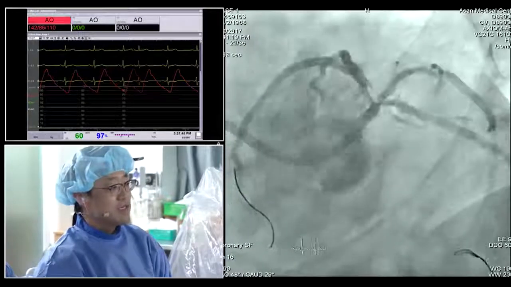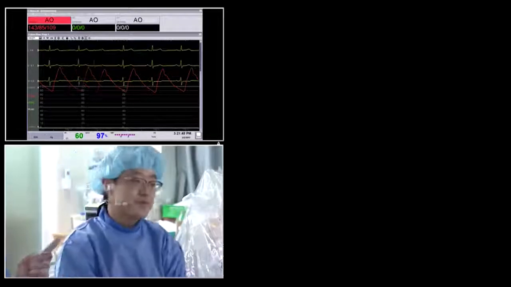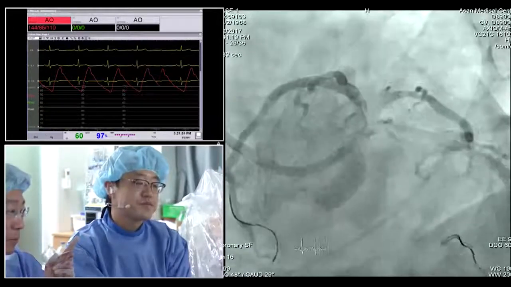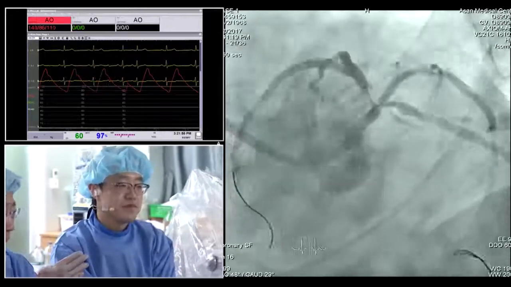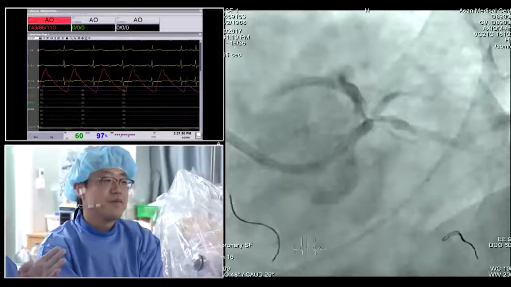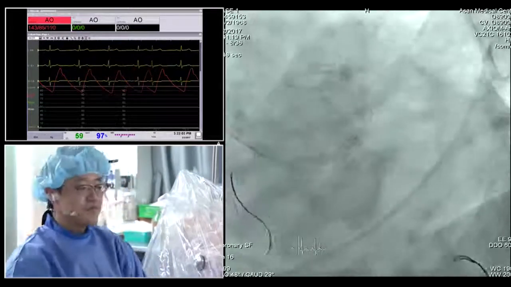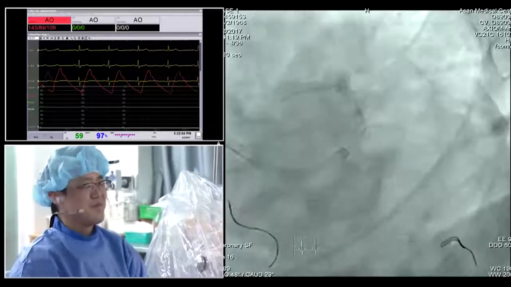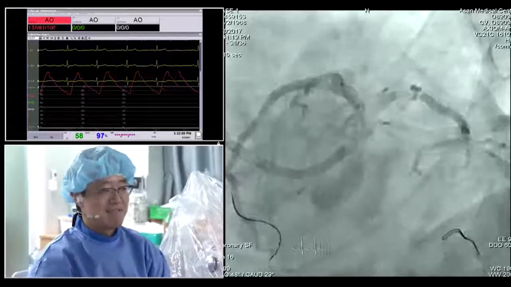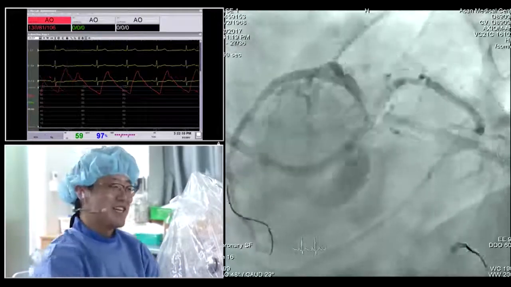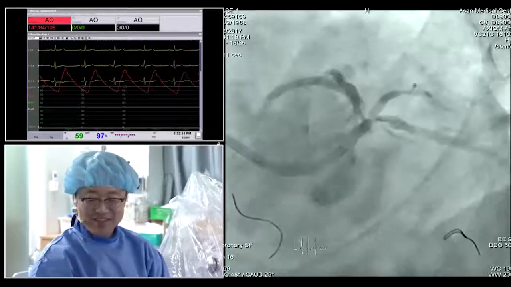Now, just previously there were some dissections on the proximal LAD, a big dissection, and the LAD anterior flow was a little bit compromised. The patient had symptoms, chest pain, and the blood pressure was going down a little bit. To be honest, we could not wait to show the procedures.